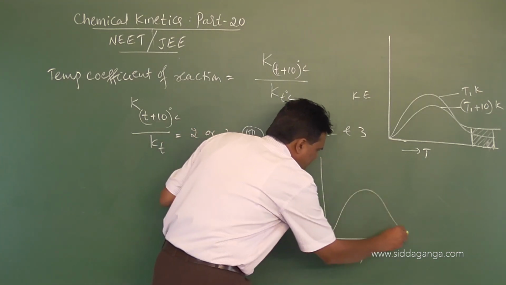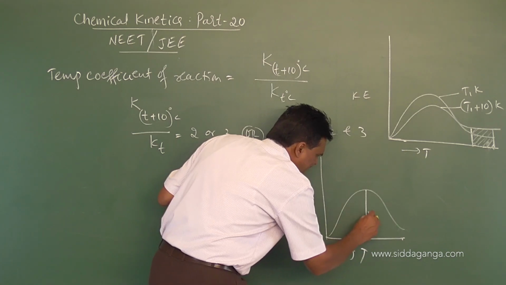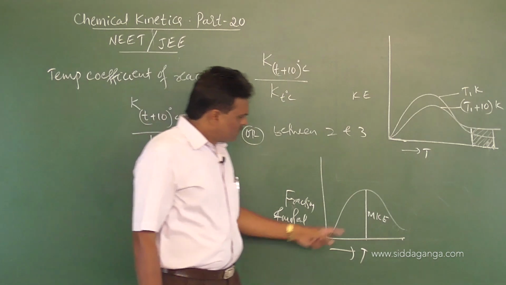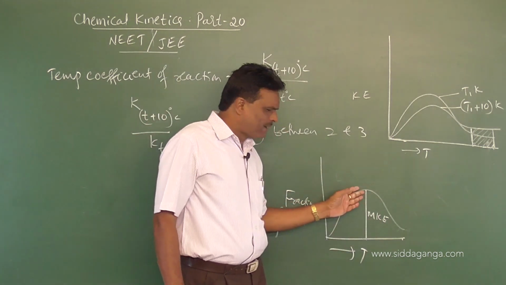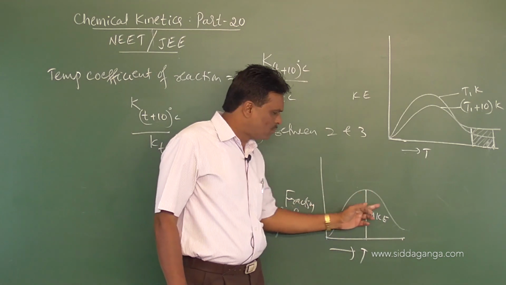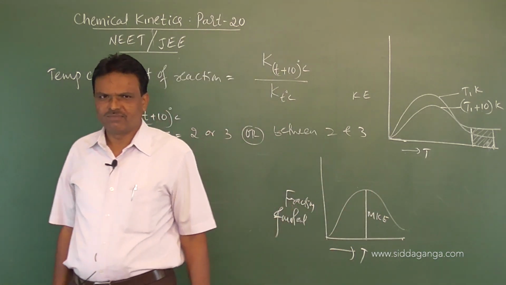So it is like this. This is the most probable kinetic energy. Kinetic energy possessed by maximum fraction of molecules, that is called the most probable kinetic energy.